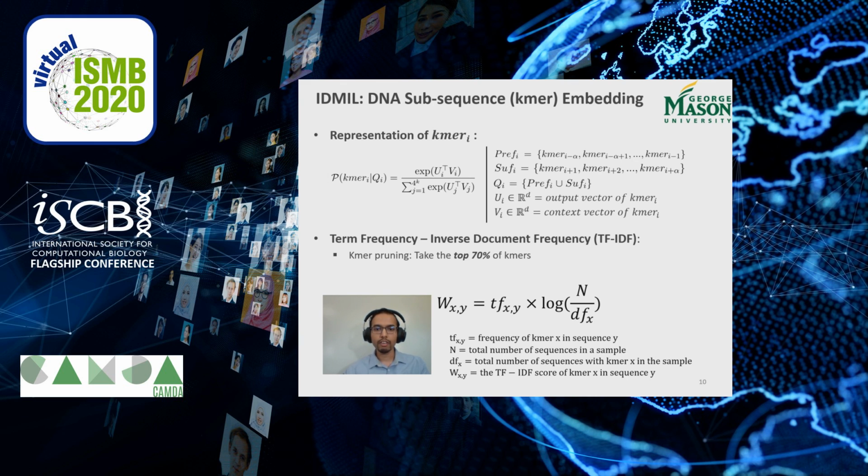We use this TF-IDF technique where W_xy represents the weight of KMR x in any sequence read y. The TF term is simply the frequency of x in any sequence read, and the right-hand side term provides the relative importance of any KMR x in that particular sample. So if the frequency of a KMR is high, then this score will be higher. On the other hand, if a KMR appears in almost all the sequence reads, maybe due to sequencing errors, then it will receive a lower score. Combining these two, we get a scoring for each of those KMRs with respect to a sample. So we take the top 70% of the KMRs.